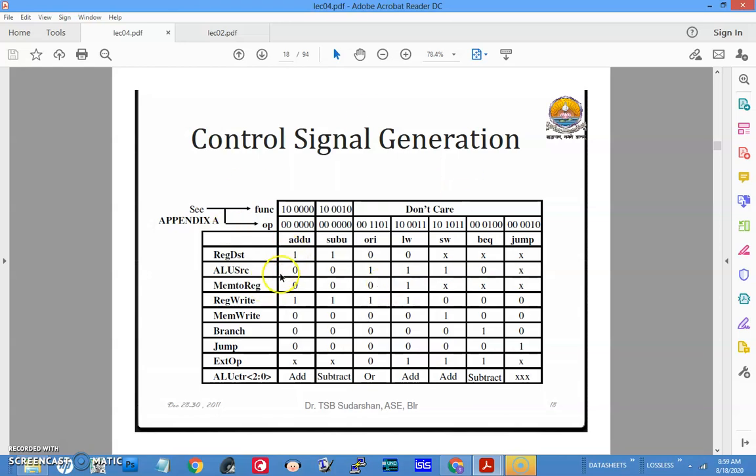So how many entries are there? 1, 2, 3, 4, 5, 6, 7, 8, 9. And 1, 2, 3, 4, 5, 6, 7. 9 into 8, there are 56 entries. I don't want you to memorize 56 entries and get a wrong answer. Instead, understand how each of the control lines is set. Take an instruction, think about these control lines, and then write it down. That is one exercise for you to do.